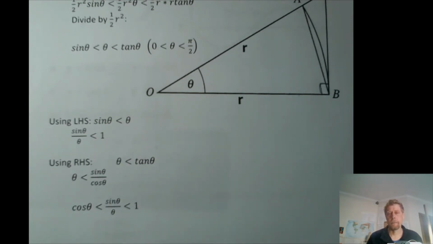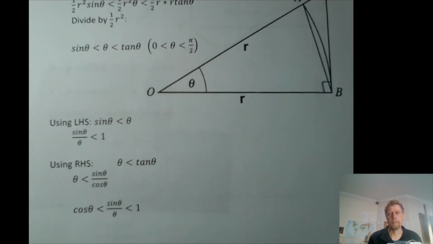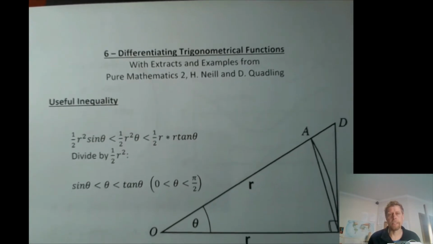So it's just a little bit of playing around with the inequality and shapes, and this type of thing is used to build up the proof for the differentiation of cos and sine. But I'm not going to go into the proof of that. We're going to jump right in with differentiating sine and cos.